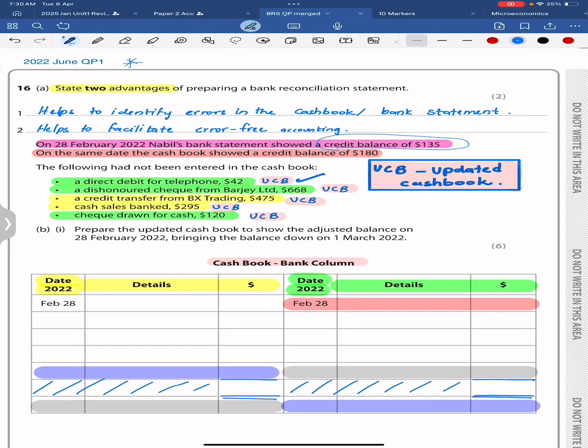2022 June question paper 1. Question 16, part A. State 2 advantages of preparing a bank reconciliation statement.